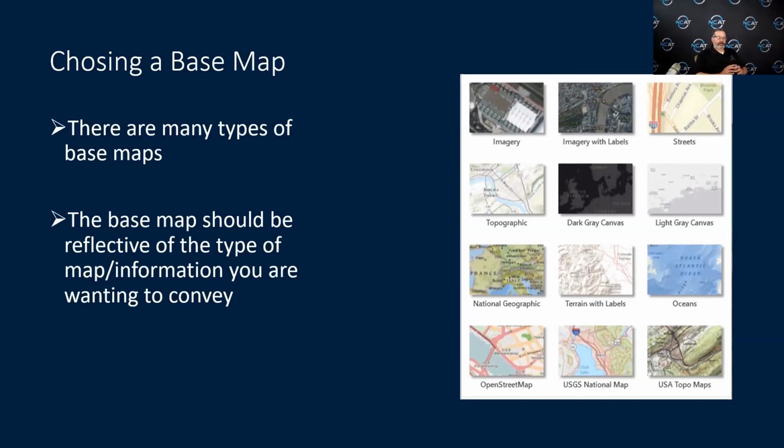But you're like, how does that fit with the terrain, the mountainous terrain? Does that have an effect? So you switch from your flat street map to a terrain model. And that can give you a different perspective on how the terrain impacts the economics or the economic movement viability in an area. So base map should be reflective of the type of map information you're wanting to convey.